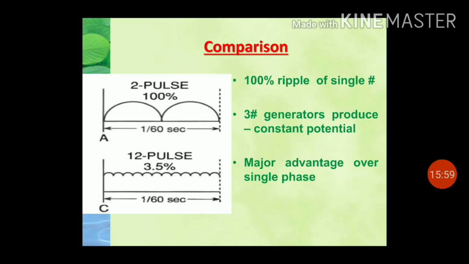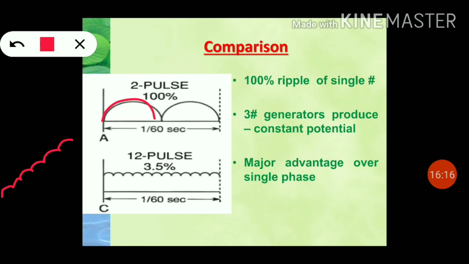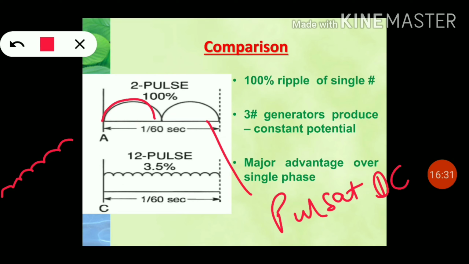So now the comparison. A single phase generator will give 100% ripple factor. A three phase generator nearly produces a constant potential. That gives the major advantage over a single phase generator, which produces a pulsating direct current potential.